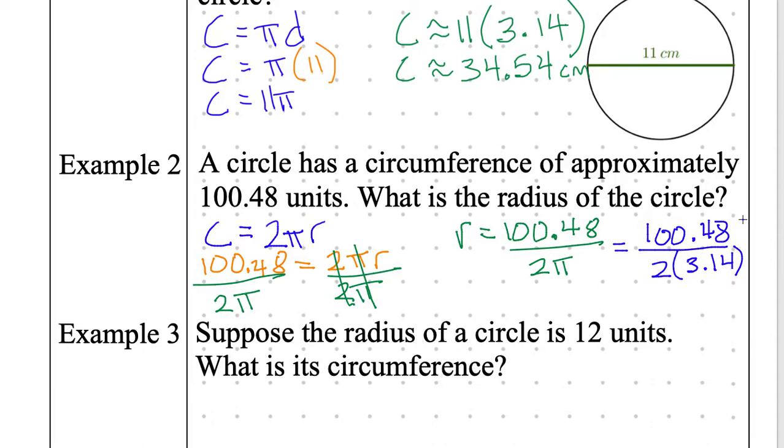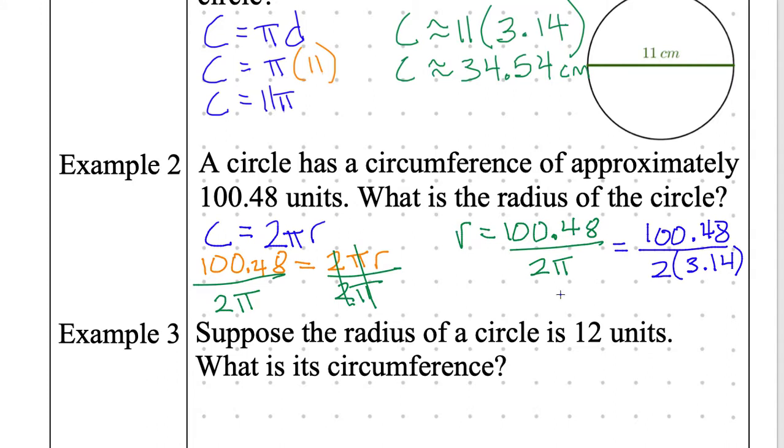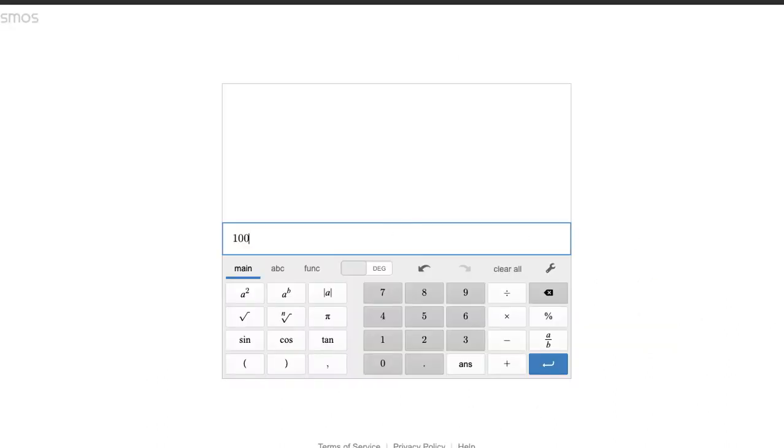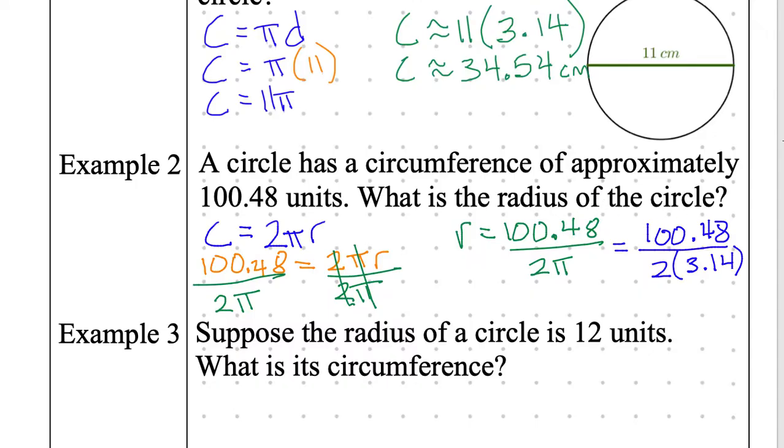So you can do this on your Spotlight search. You can do this on Desmos. I like Desmos for this type of problem because it's a little bit easier to see. So if I come back over here to Desmos Scientific and I type in 100.48 divided by 2 times 3.14, oh, it's exactly 16. So the radius is exactly, well, I mean it's approximated at this point, but we're getting about 16. So we're going to say down here, radius is now not equal to, but approximately equal to 16.